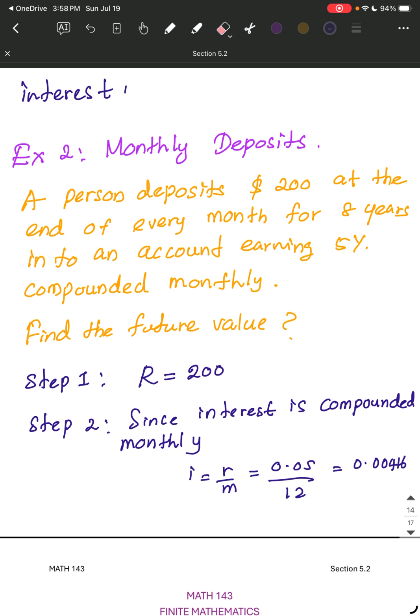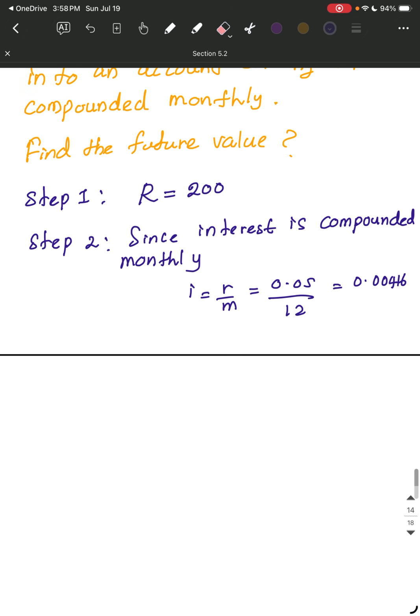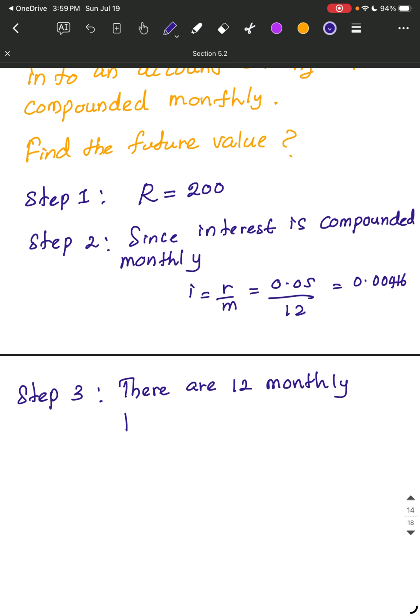Next, find the number of payments. Step 3, there are 12 monthly payments each year for 8 years. Then n equals 12 times 8, 96. 96 number of payments.